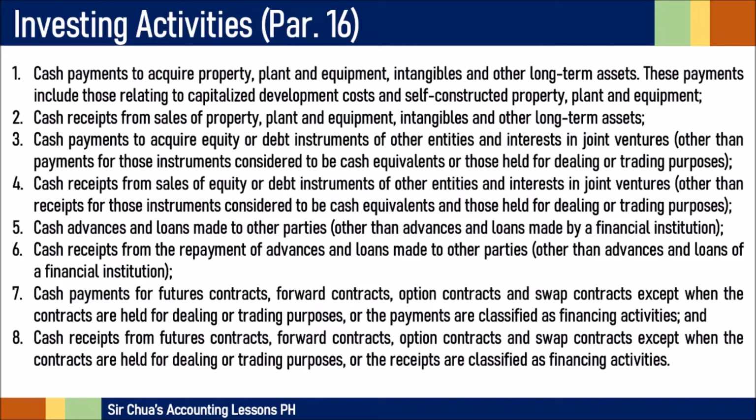Okay, and then cash receipts from the repayment of advances and loans to other parties, and cash receipts and payments related to futures contracts, forward contracts, option contracts, and swap contracts, unless they are for trading purposes. Because if they are for trading purposes, it will form part of your operating activities. Okay, so those are your investing activities.